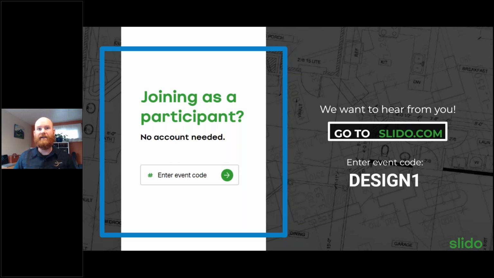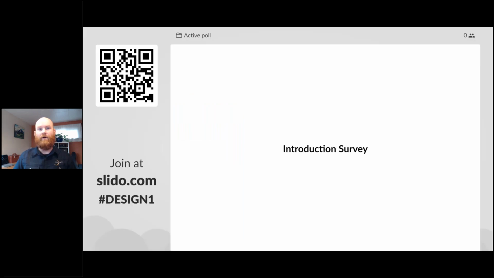And so we have a Slido, which is a free web-based tool. They don't log any of your personal information. There's no sign up required. All you have to do is navigate to slido.com and enter that event code you see there, design1. So I'll give us all a little bit of time to do this right now, but this is our introductory survey. We're just looking to understand who is in our audience and if you have any questions that we can try to address throughout this presentation. There's also a QR code in the upper left-hand corner here. So if you have your smartphone, you can snap a picture of that and it should take you right to this introductory survey.